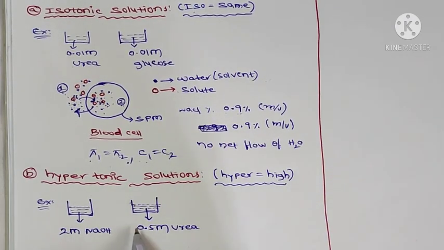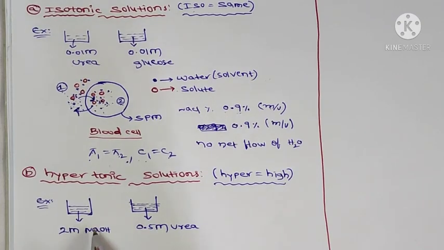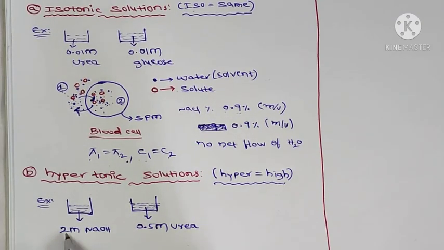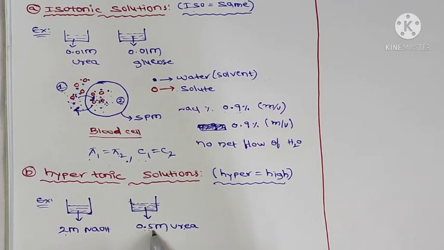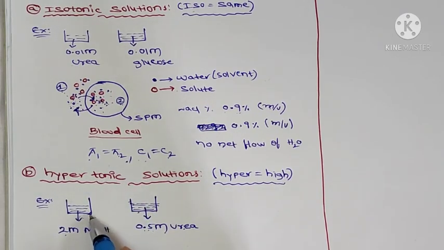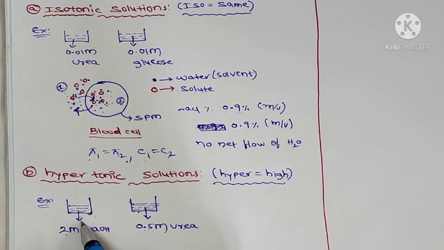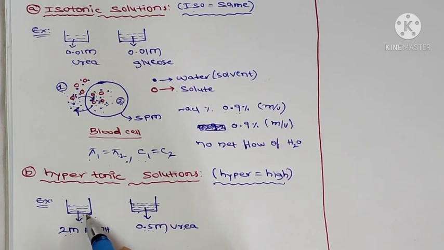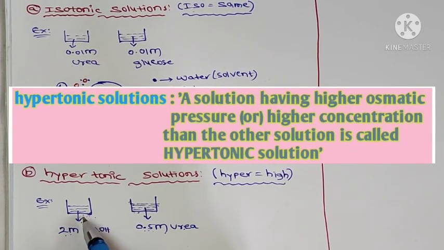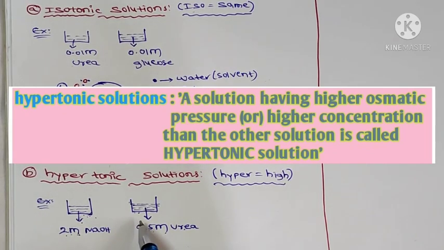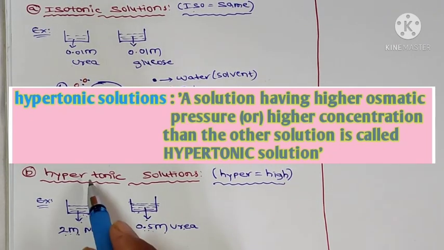So these two solutions having different concentrations. The NaOH concentration is 2 m and urea concentration is 0.5 m. So this solution having high concentration than the second solution. So this solution is called hypertonic solution. When we compare these two, the first solution, 2 m NaOH solution, is called hypertonic solution. A solution having higher osmotic pressure or higher concentration than the other solution is called hypertonic solution.